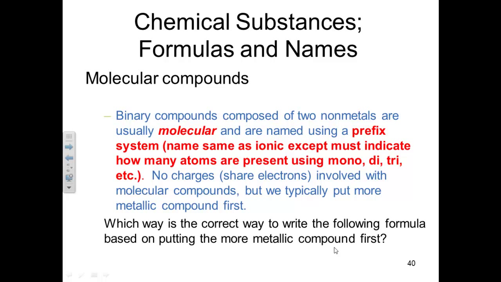Which way is the correct way to write the following formula based on putting the more metallic element first? Always when we write molecular substances, we put the more metallic first. It also helps you with naming, because you know you're going to name it in order as well. So if we were looking at NF3 or F3N, going back to the periodic trend we talked about earlier, metallic character increases going to the left and down, so we know that nitrogen is more metallic than fluorine. Therefore, to write this formula correctly, nitrogen would be in front and fluorine second. So you would see this written as NF3, not F3N.